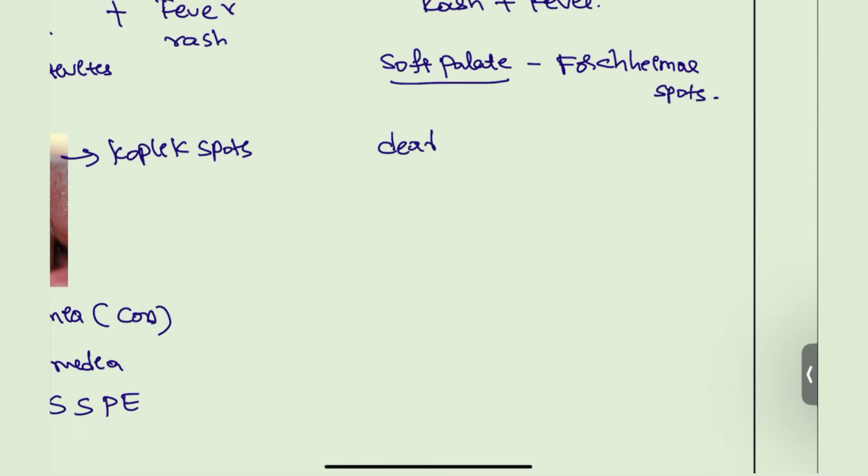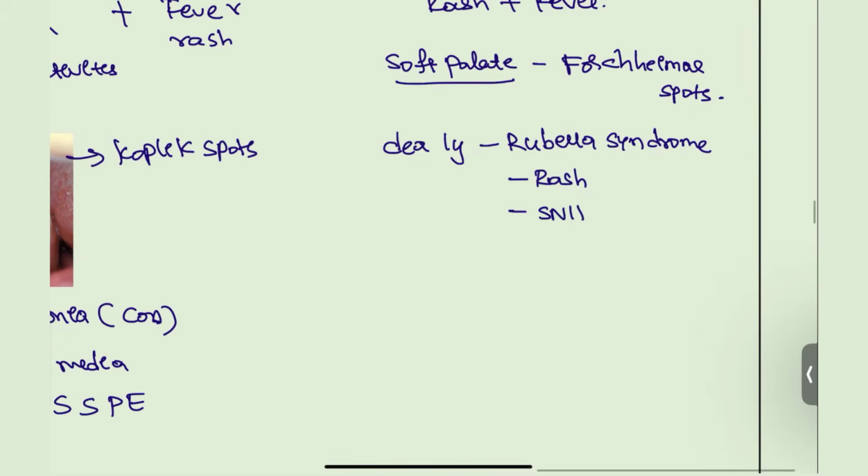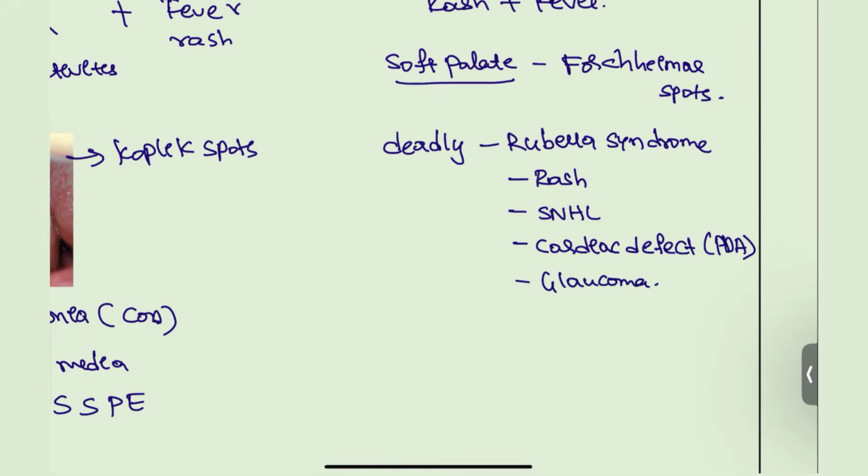The patients who are pregnant are highly going to transmit the rubella syndrome. Congenital rubella syndrome is seen, where you are going to see the rash, right? Salmon color rash you are going to see, and sensorineural hearing loss. Along with that, cardiac defect. Most commonly, patent ductus arteriosus is seen in this patient, and also glaucoma is commonly seen with congenital rubella syndrome.